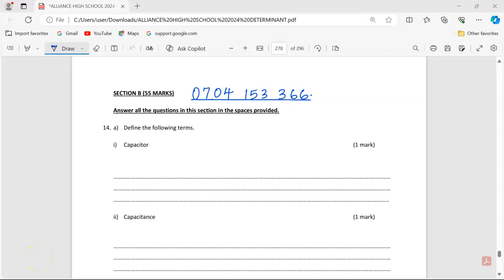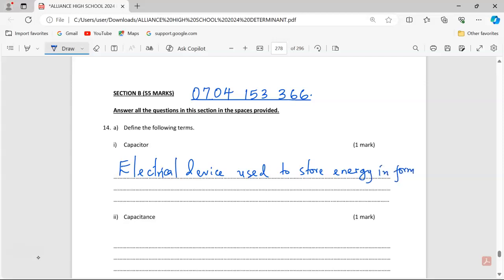We're going to discuss physics paper 2, electrostatics, number 14, part A. Define the following terms. The first term is a capacitor. The capacitor is simply an electrical device used to store energy in the form of electrical charge.